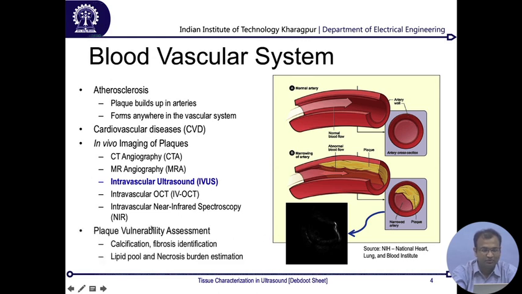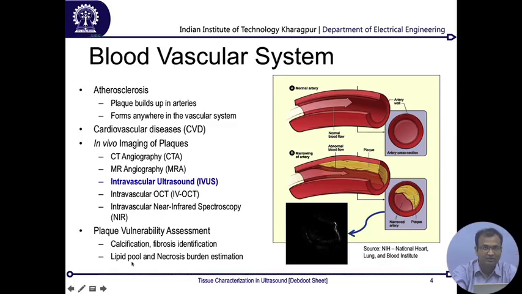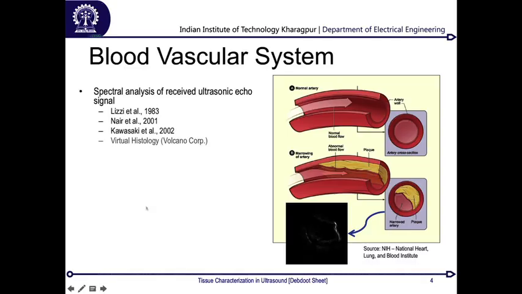Now this is very useful because we would like to assess plaque vulnerability by very precisely identifying whether there is a calcification versus some sort of fibrosis, and to investigate a lipid pool versus a necrotic burden, and what the condition of the necrosis is. These are the major clinical indicators which need to be investigated from intravascular ultrasound when examining these vascular structures.